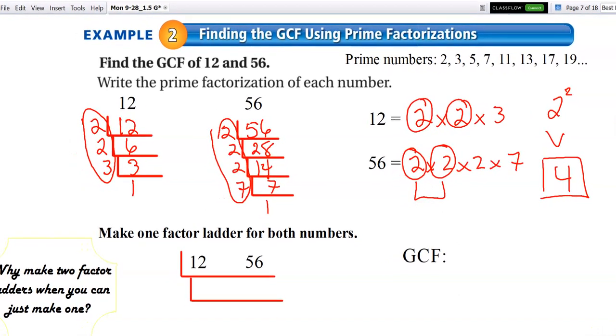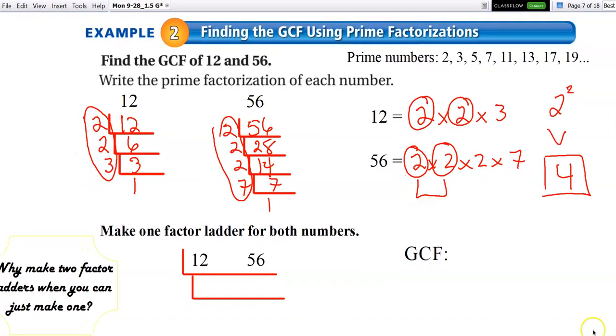So over here, I've got this note that says, why make 2 factor ladders when you can just make 1? Oh, how cool. I can make just 1 factor ladder for both numbers. Whoa, this is really cool. So instead of prime factoring 12, prime factoring 56, and having 2 separate ladders, I'm just going to do it all in one. And it's really slick. I think you'll like it.